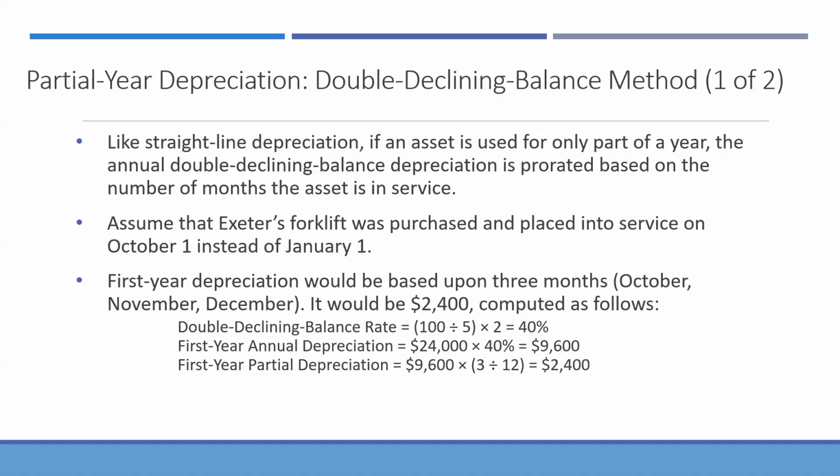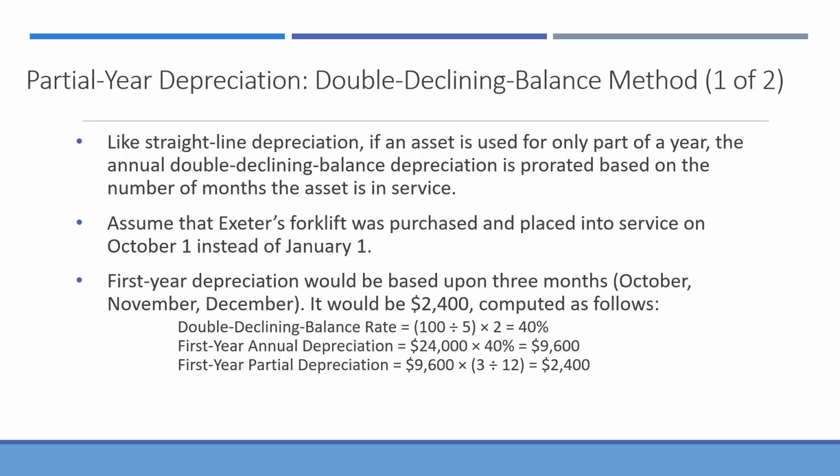Double declining balance is the same. We have to allocate it based on the amount of the year that the asset was in service. So if we place it into service in year 1, we take 100% divided by 5, which is 20%, times 2 is 40%. That's our double declining rate. Then we multiply 24,000 by 40%, we get 9,600, and we take 9,600, divide by 12, multiply by 3 months, and our depreciation is $2,400 for the first year.